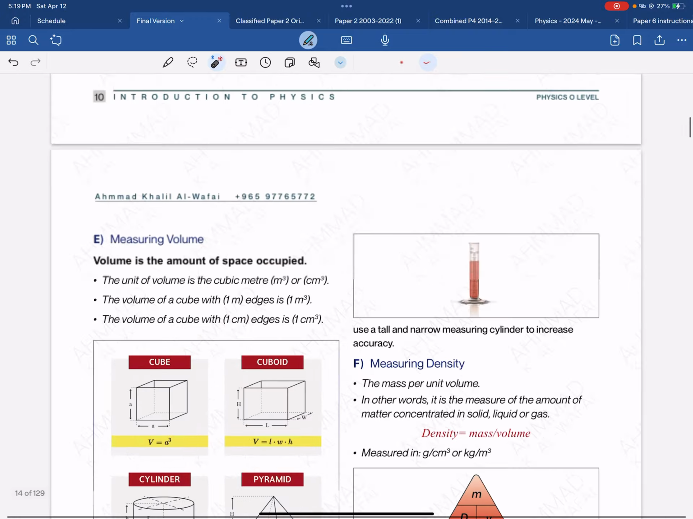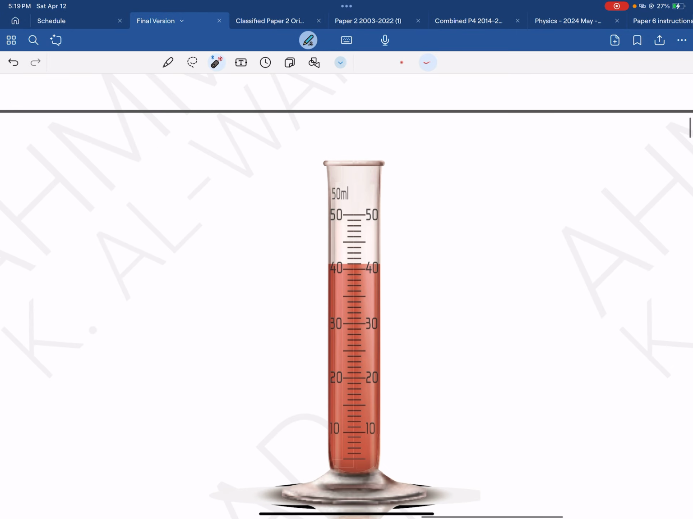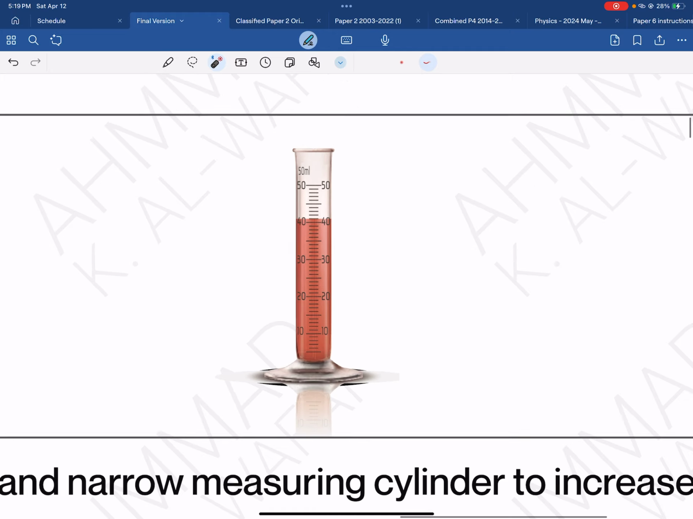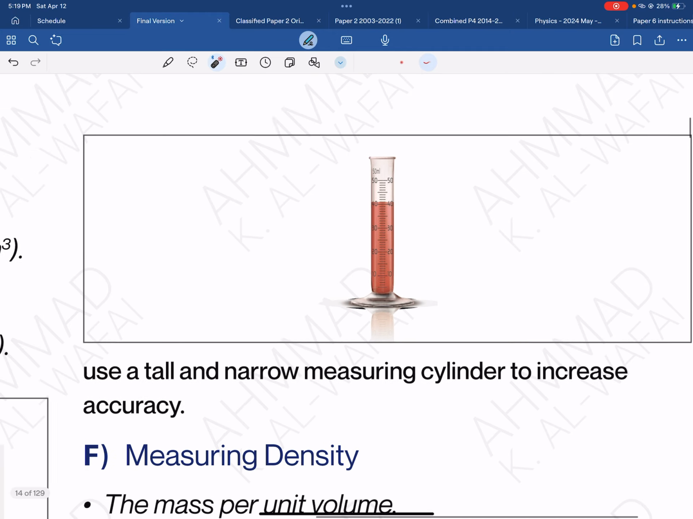Also, when you're looking into a liquid, you have to take the readings at the bottom of the meniscus. So that's the position of your eye. It should be at the bottom of the meniscus when you are using water. Also, the preferred measuring cylinder you should use should always be tall and narrow to increase the accuracy. Tall and narrow has more divisions, so it's more accurate for you to read.